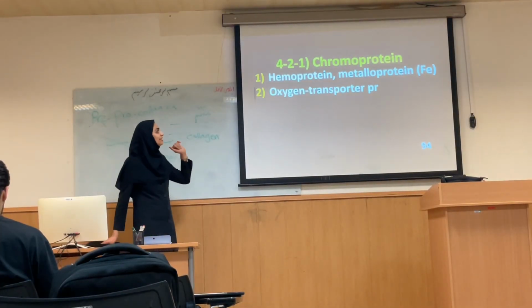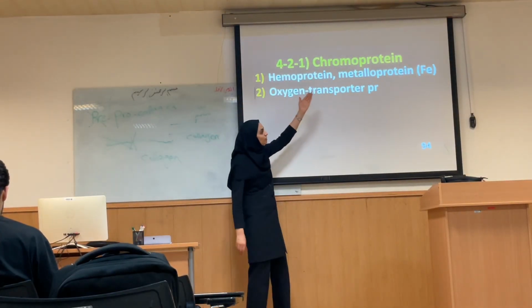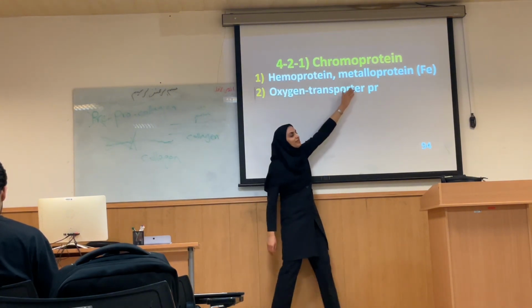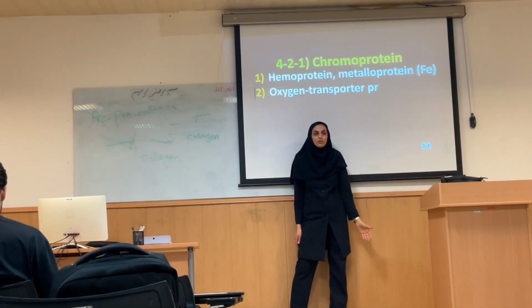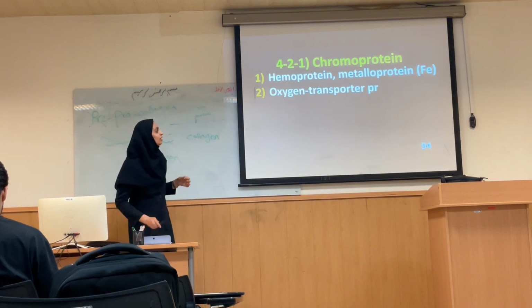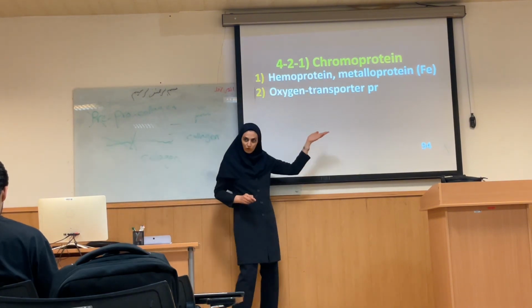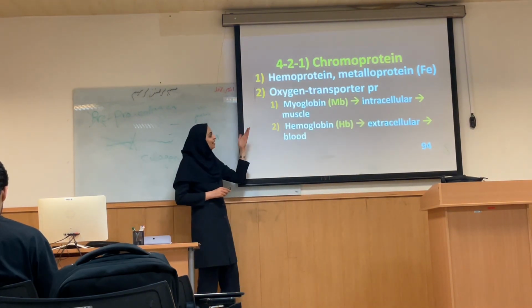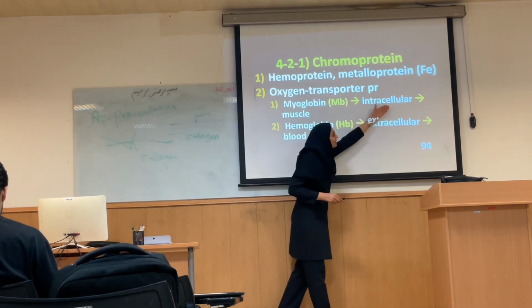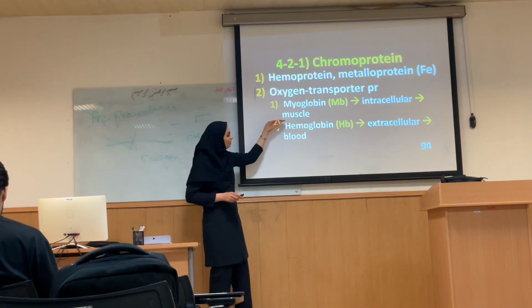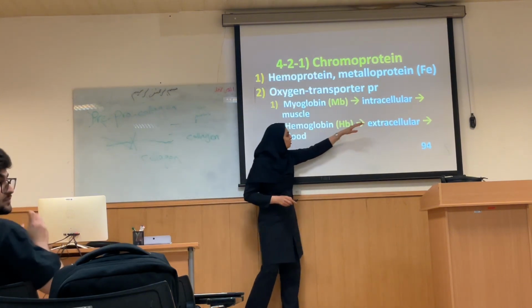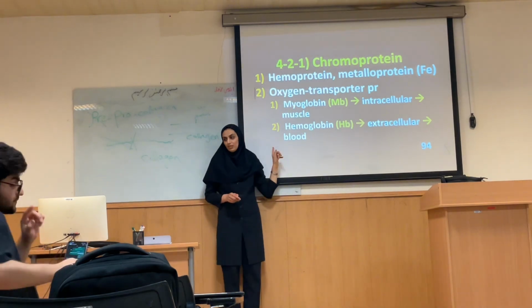Some complex proteins. At first, I want to tell you about hemoglobin and myoglobin, which we call hemoprotein or metalloprotein because of the iron, yeah, metal. They are oxygen transporters, either in tissues as myoglobin or in blood circulation as hemoglobin. Myoglobin is an intracellular transporter in muscle, and hemoglobin is an extracellular transporter of oxygen in blood circulation.